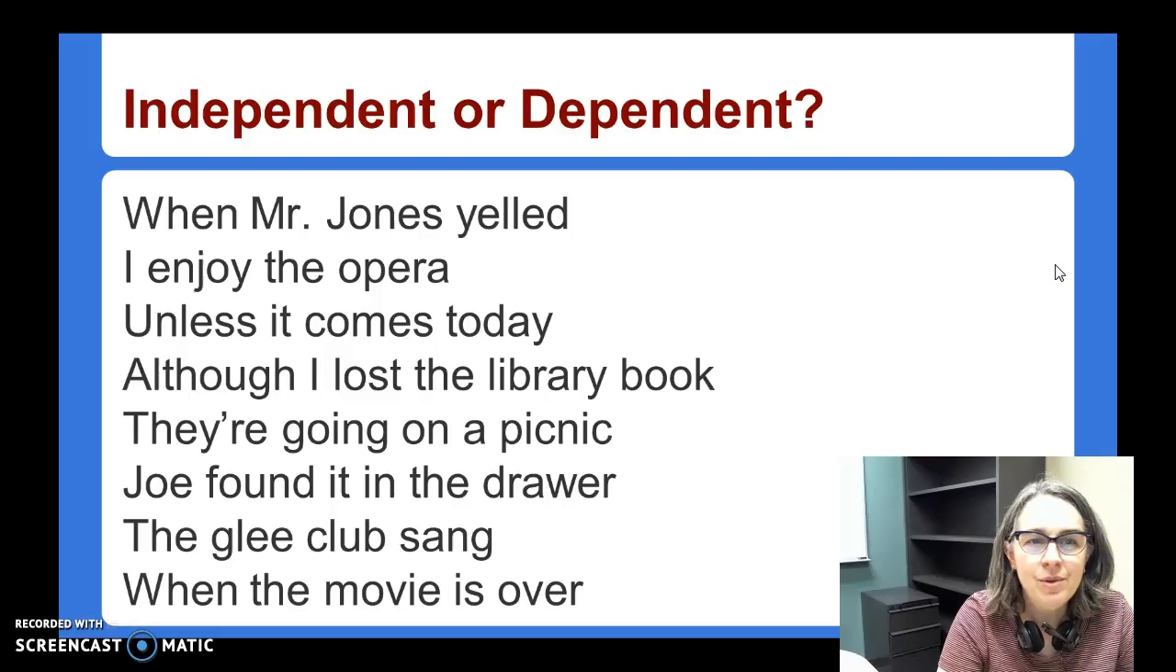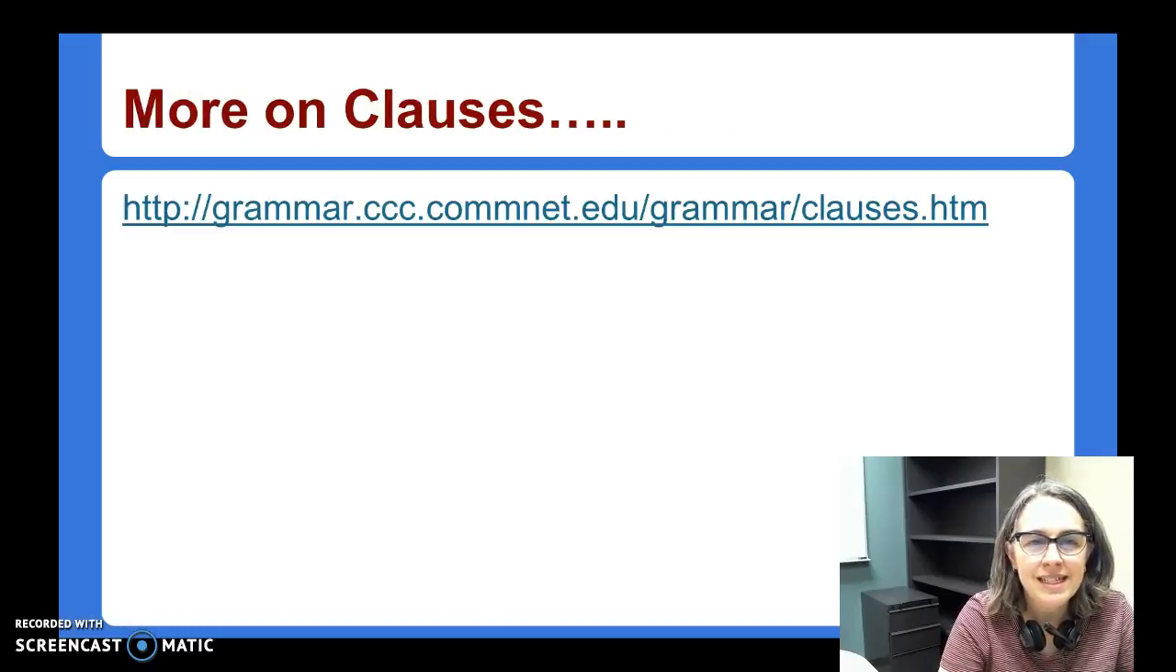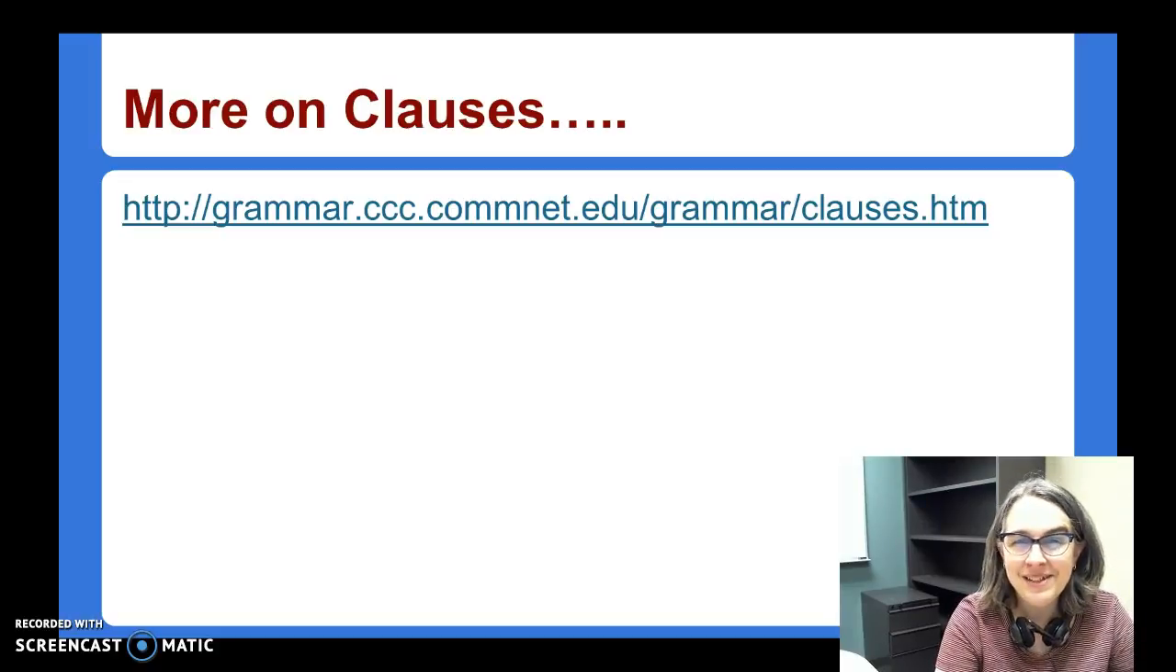So let's move through some of these here. There's lots more examples on this PowerPoint that you can test yourself with. There's also a website that has more information about independent and dependent clauses, so you're welcome to use that. And I think that is it for independent and dependent clauses.